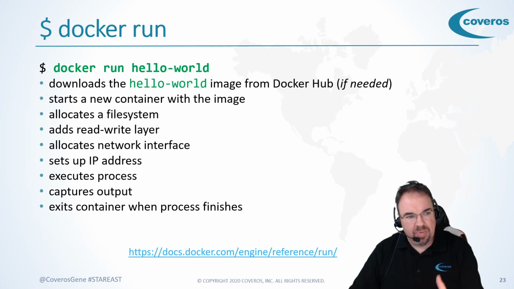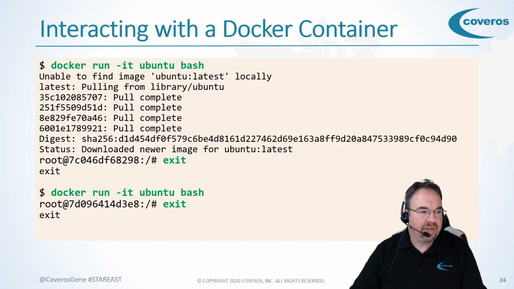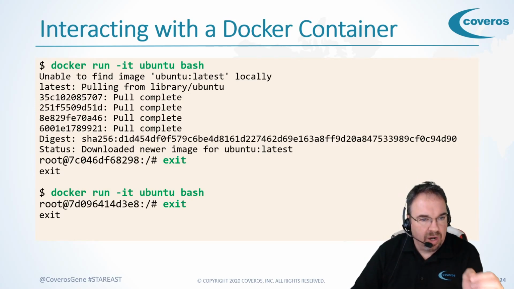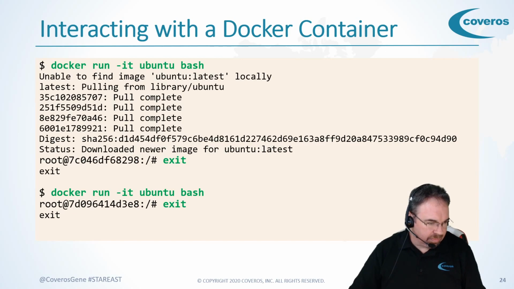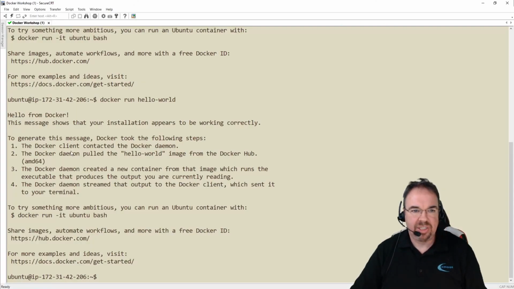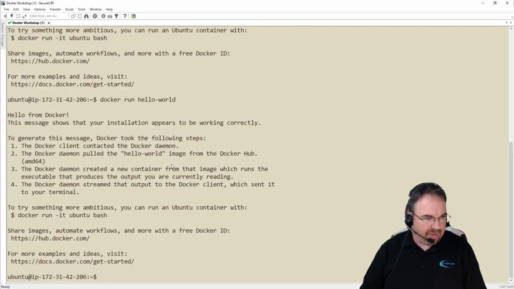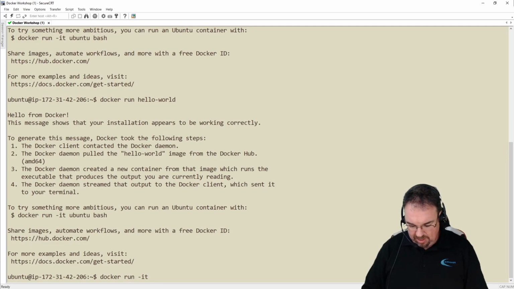Okay, let's bring up an image that we can interact with. This is one thing we can do. We can interact with the Docker container by typing docker run -it ubuntu bash. Go ahead and let's try it, and then I'll talk you through what it just did. I'm back at my screen here. I'm going to do the docker run -it ubuntu bash.